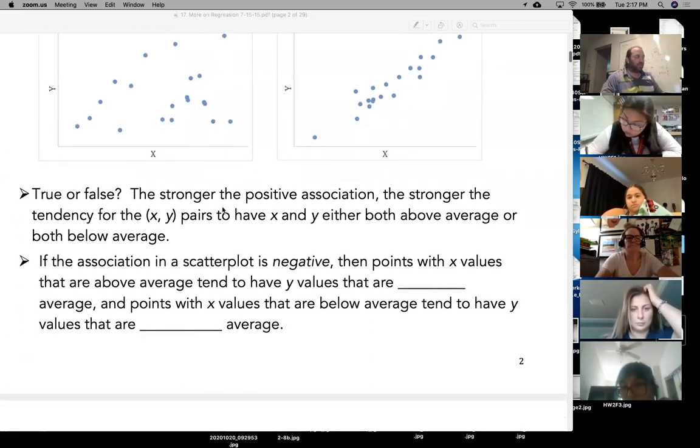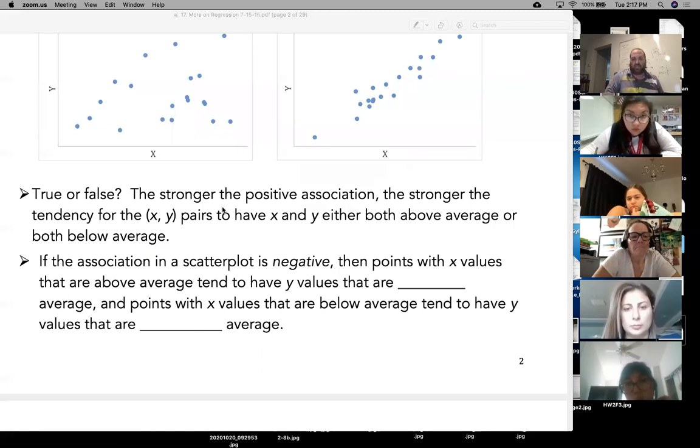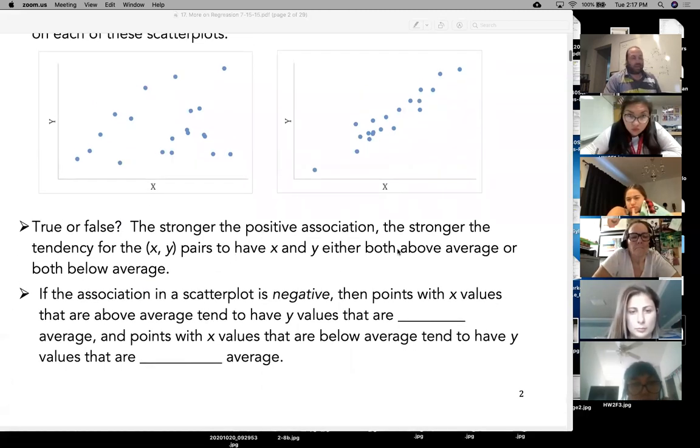So, true or false? The stronger the positive association, the stronger the tendency for the XY pairs to either have both above average or both below average. Would you agree with that? True. Read the question, make sure you understand it. The stronger the positive association, the stronger the tendency for the XY pairs to have either both above average or both below average. Read it, make sure you understand it.